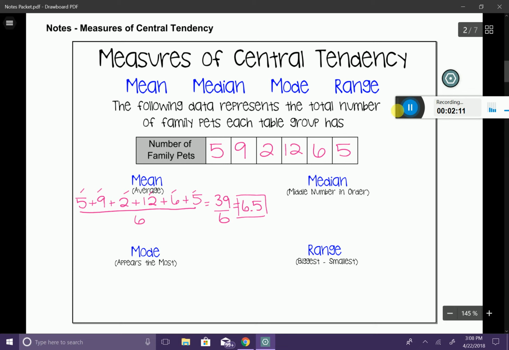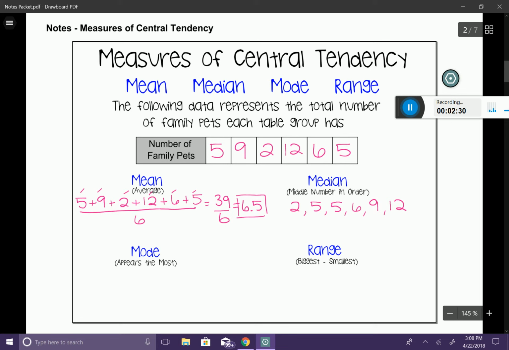The median is the middle number. But in order to find the middle number, you have to put your numbers in order from least to greatest. So I'm going to go ahead and do that. I'm going to first write 2, then 5, then 5, then 6, then 9, then 12.